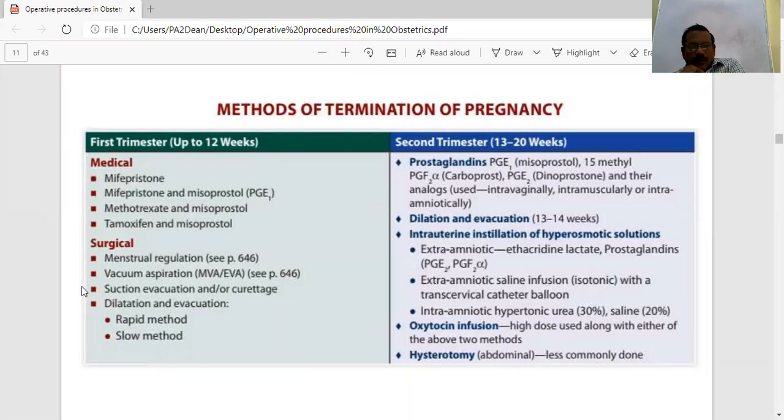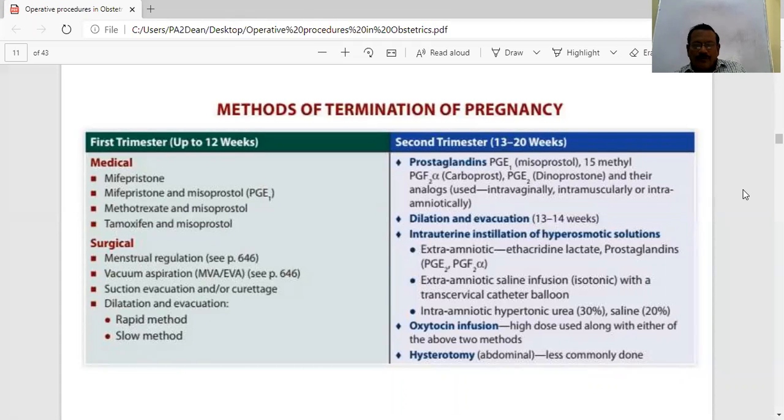Then oxytocin infusion, then hysterotomy. Abdominally it is very rarely done because we are leaving a scar on the uterus. Hysterotomy is a procedure we resort to when all other methods fail.